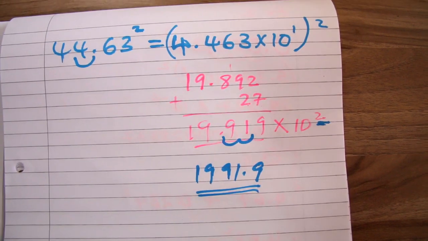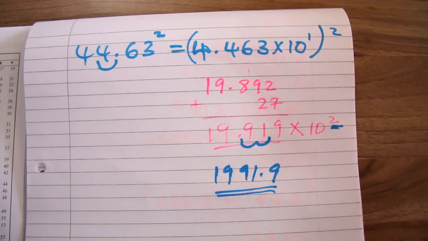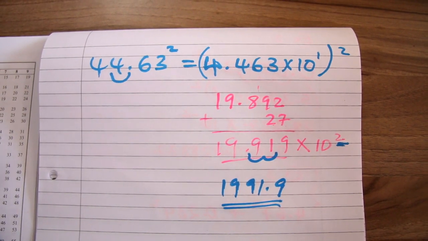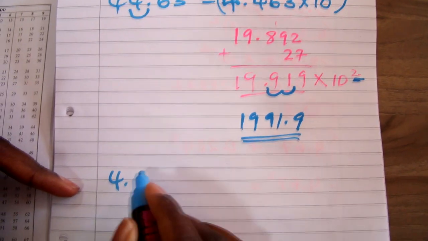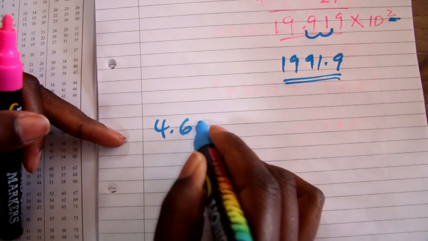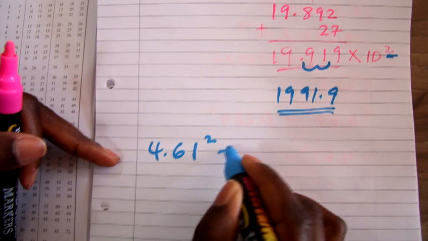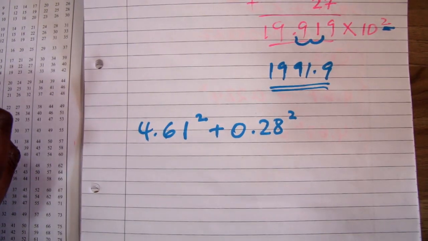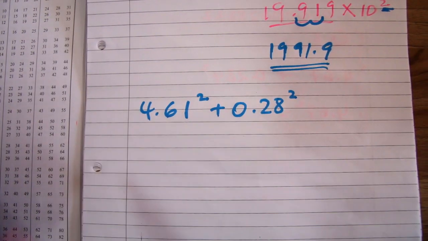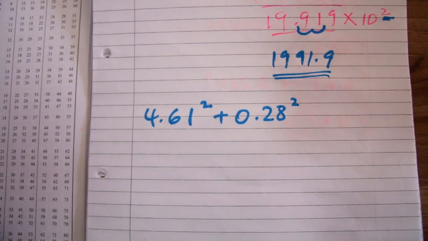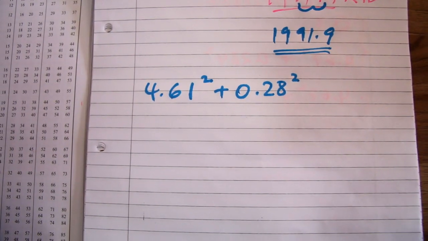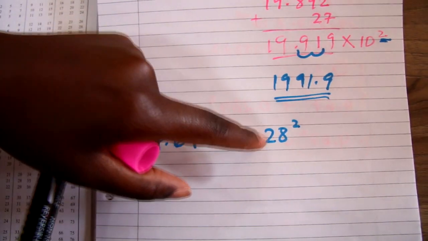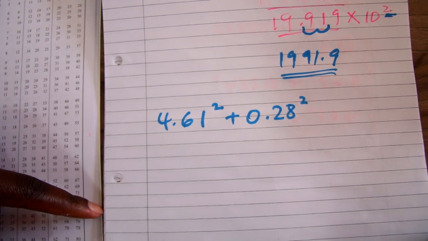Now, in some questions, you are required to perform other operations such as addition and subtraction when dealing with squares. So you might have a question like 4.61 squared plus 0.28 squared. You realize that here now you cannot add squares directly. So what you will have to do is determine the square of 4.61, then determine the square of 0.28, and then add the 2.